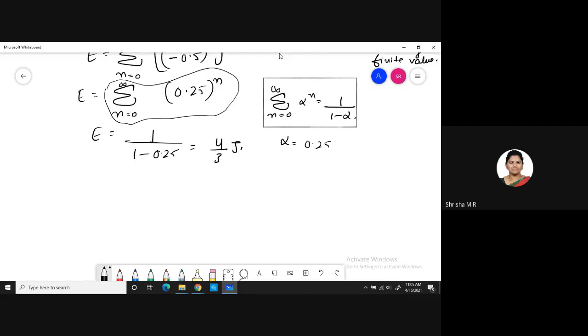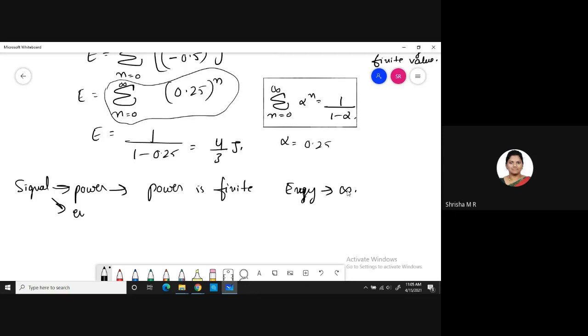Okay, we can say a signal is a power signal if its power is finite and energy is infinite. So we tell a signal is a power signal if its power is finite and non-zero and its energy is infinite. Similarly, we tell a signal is an energy signal if its energy is finite and non-zero, whereas power is 0.